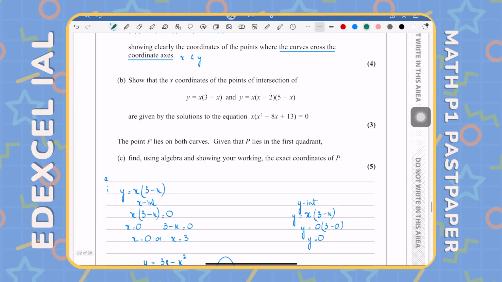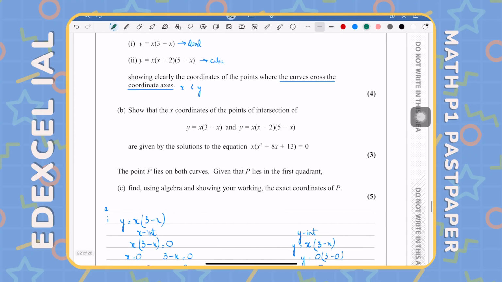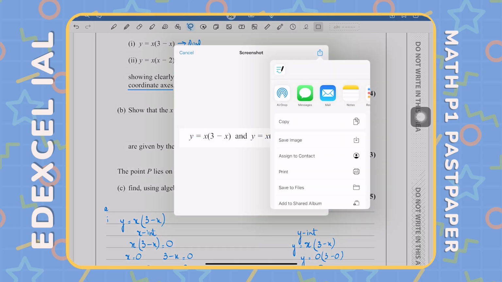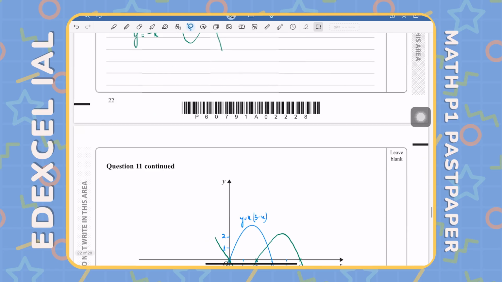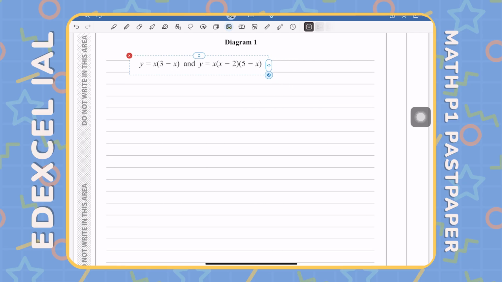So we're done with part A, part 1 and part 2. Now part B says, show that the x-coordinates of the point of intersection of the two graphs are given by the solutions to this equation. The point of intersection can be obtained by solving the two equations simultaneously. The only way that we can do that is by equating them. Since they're both equal to y, we're going to equate them, and then try and bring them to the form the question wants.